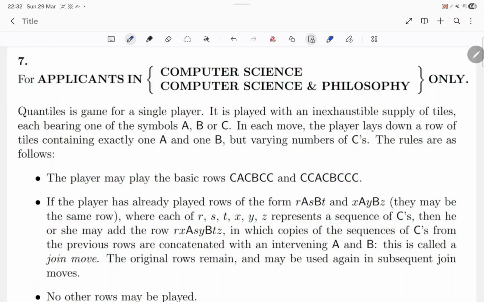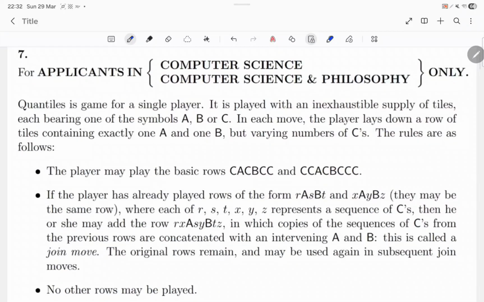Quantiles is a game for a single player. It is played with an inexhaustible supply of tiles, each bearing one of the symbols A, B or C. In each move, the player lays down a row of tiles containing exactly one A and one B, but varying numbers of Cs. The rules are as follows. The player may play the basic rows CA, CB, CC and CCA, CB, CCC.